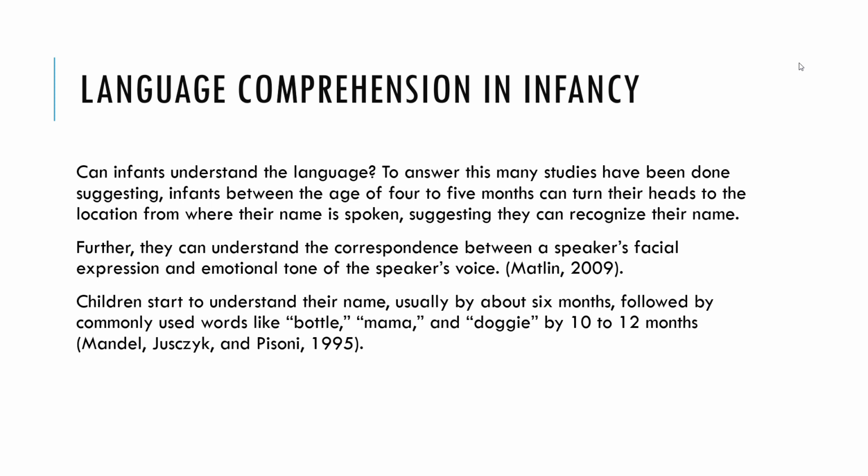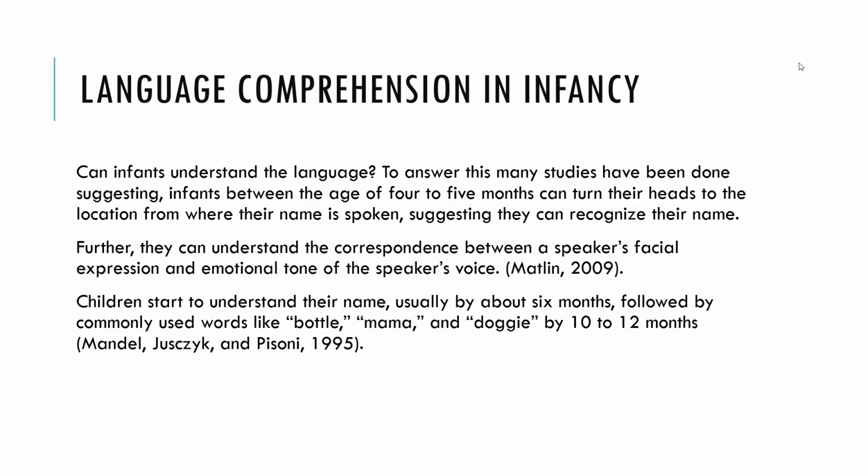These commonly used words around them, they recognize or understand. By the age of 6 months they understand their name, and these simple words around them they understand by about 1 year, at 10 to 12 months, you can say, some at 10 months and some at 12 months.